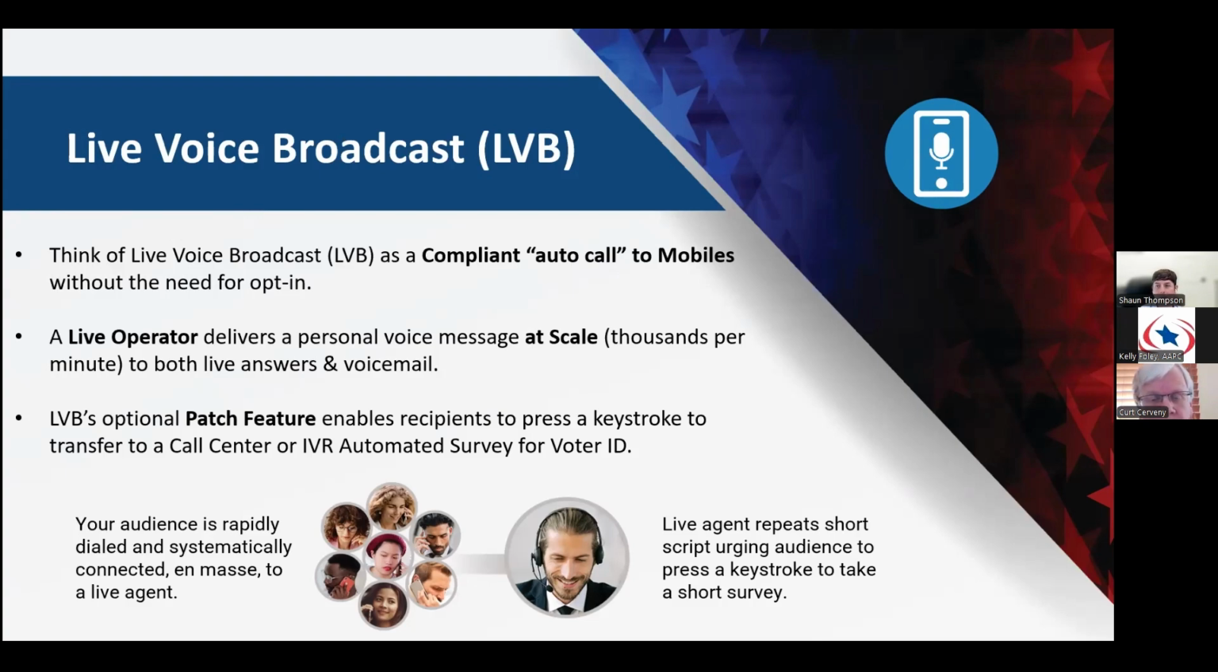And then there is that patch capability where you can ask voters to press a keystroke on their telephone keypad to transfer to a call center or an IVR automated survey to do voter ID. The IVR part people ask me about, this is just your classic press one if you're voting on election day, press one for candidate A, press two for candidate B. But the reason why we're able to go into that is because they press the keystroke from the live voice component. They're actually opting into that automated survey.